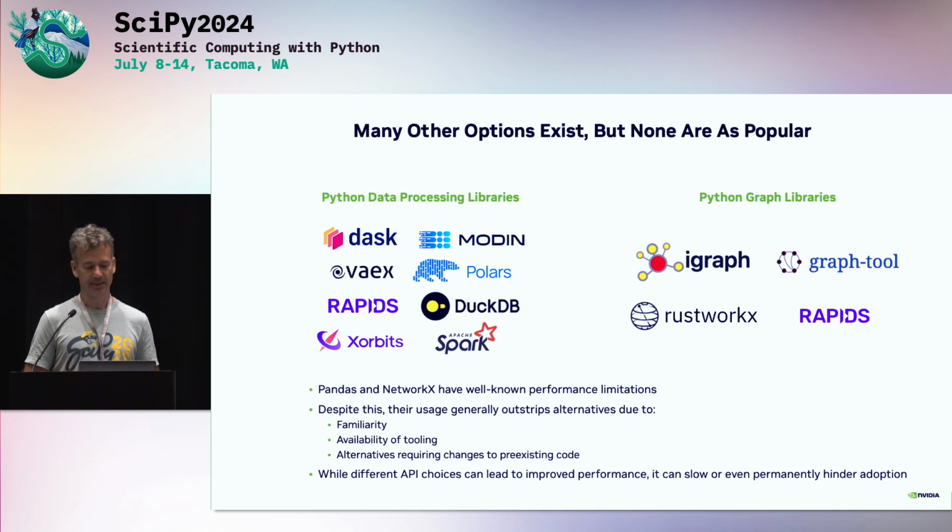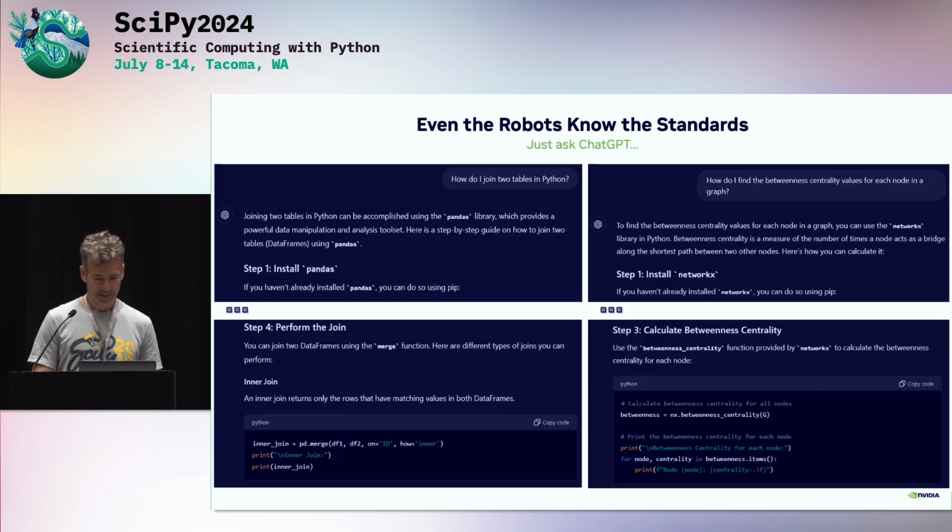Now, Pandas and NetworkX are the most popular for these applications, but many other options do exist, and they're faster and or different or more powerful in different ways. But for whatever reason, they're not as popular. Pandas and NetworkX have these well-known performance limitations, but despite that, they still get more usage because the alternatives are less familiar. They have probably a smaller community. They're just not quite an unofficial standard like the other ones are.